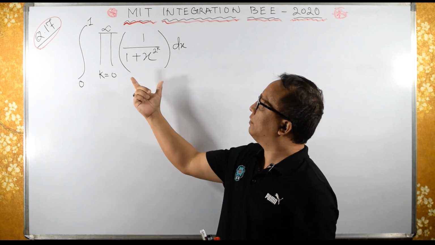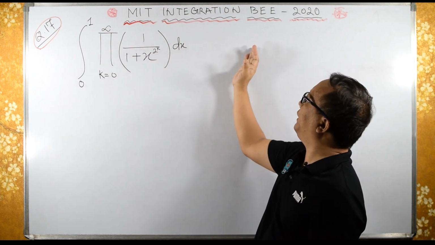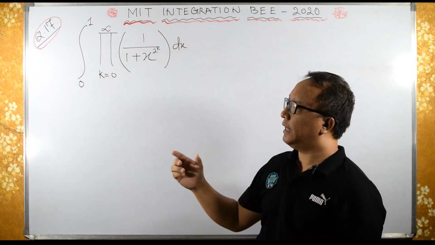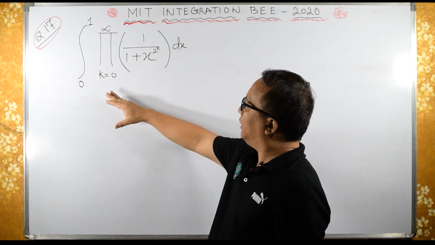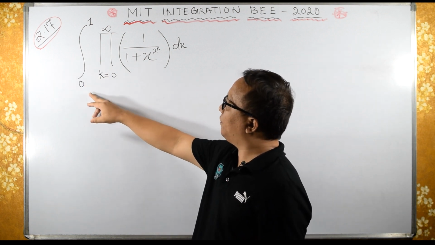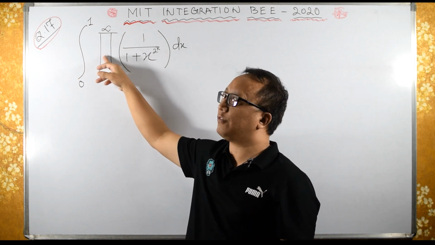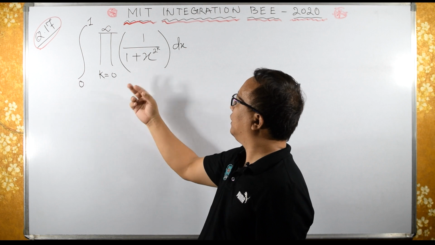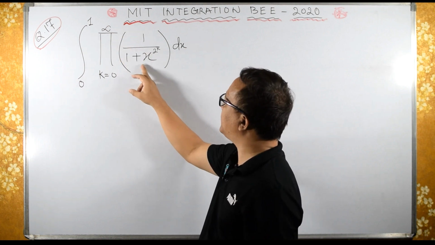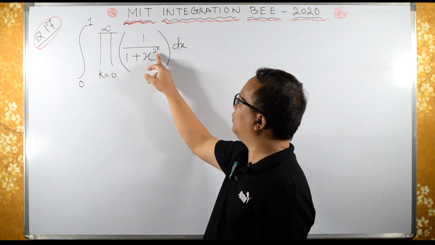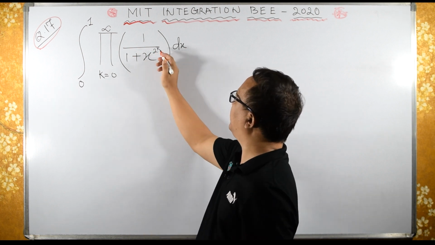This question was asked in the MIT Integration Bee qualifier in the year 2020, and this is question number 17. In this integral, we have limits from 0 to 1, and here this capital Pi stands for product of this, where k goes to infinity. Here we have 1 plus x raised to 2, and then 2 raised to k. You can see 2 raised to k over here.